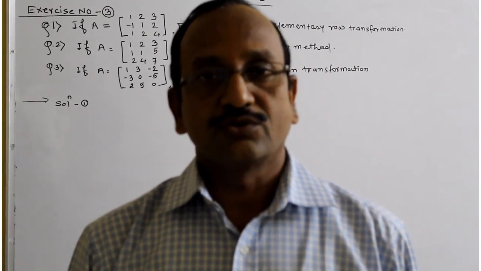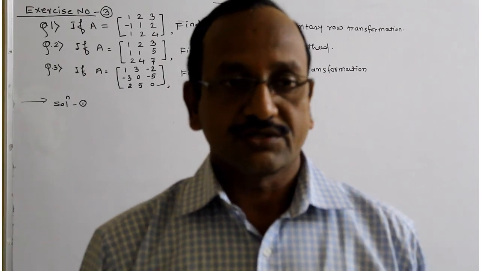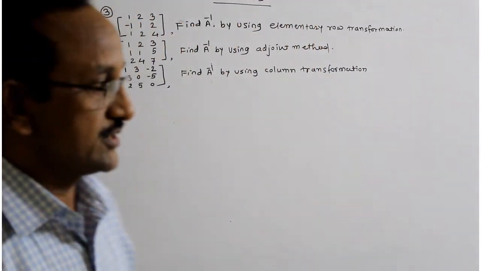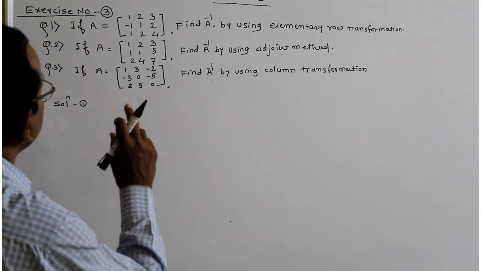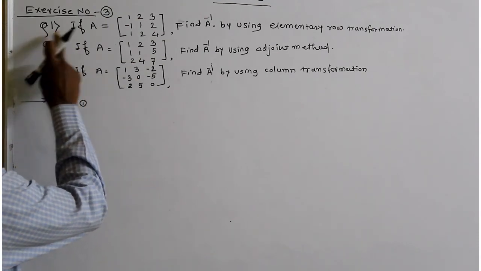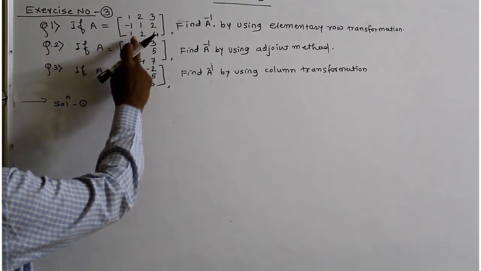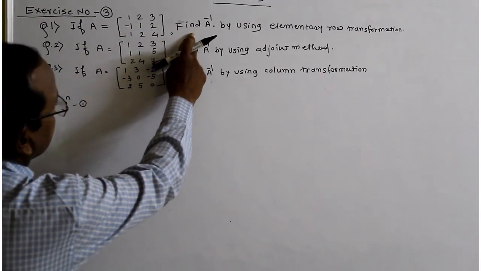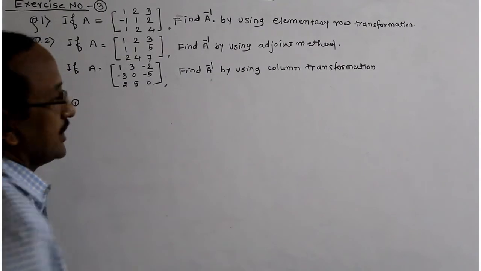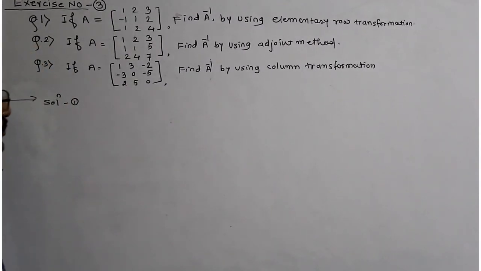Now we are going to start talking about exercise number 3. In this exercise number 3, there are 3 questions. Question number 1: If A is equal to matrix [1, 2, 3; minus 1, 1, 2; 1, 2, 4], find A inverse by using elementary row transformation.